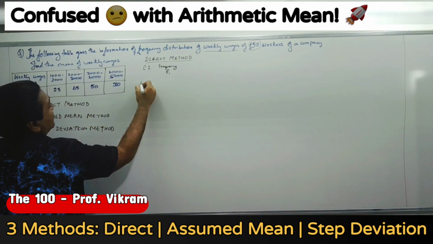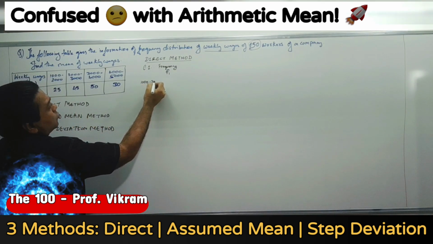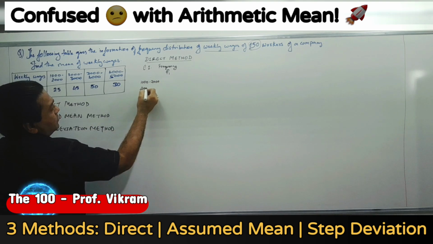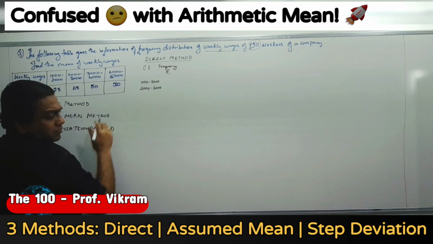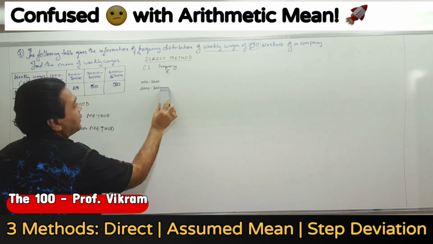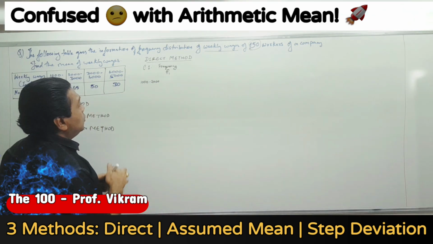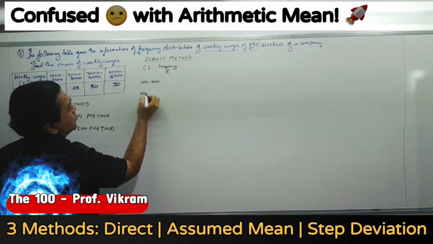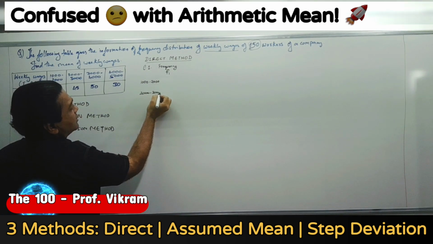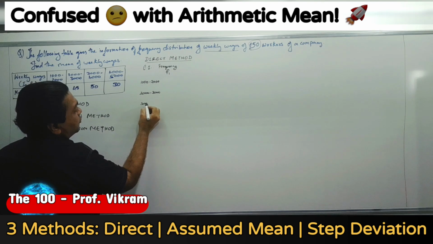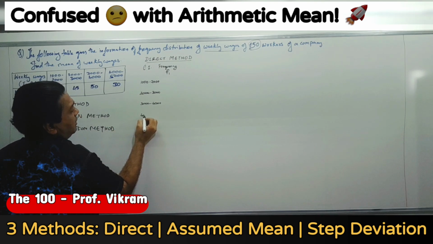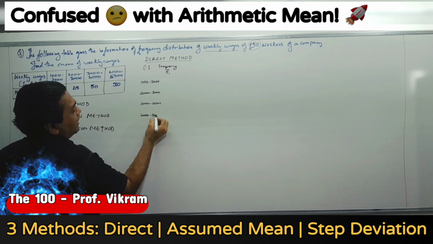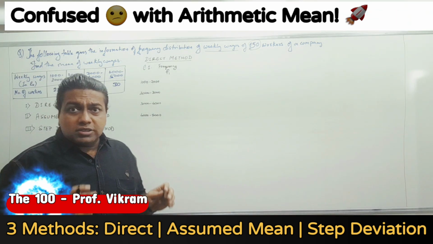Now what is our class interval? Our class interval is 1000 to 2000, 2000 to 3000. I'll use some space over here, so we'll take it a little lower. 2000 to 3000 is my second class interval. 3000 to 4000 is my third class interval. And 4000 to 5000 is my fourth class interval.